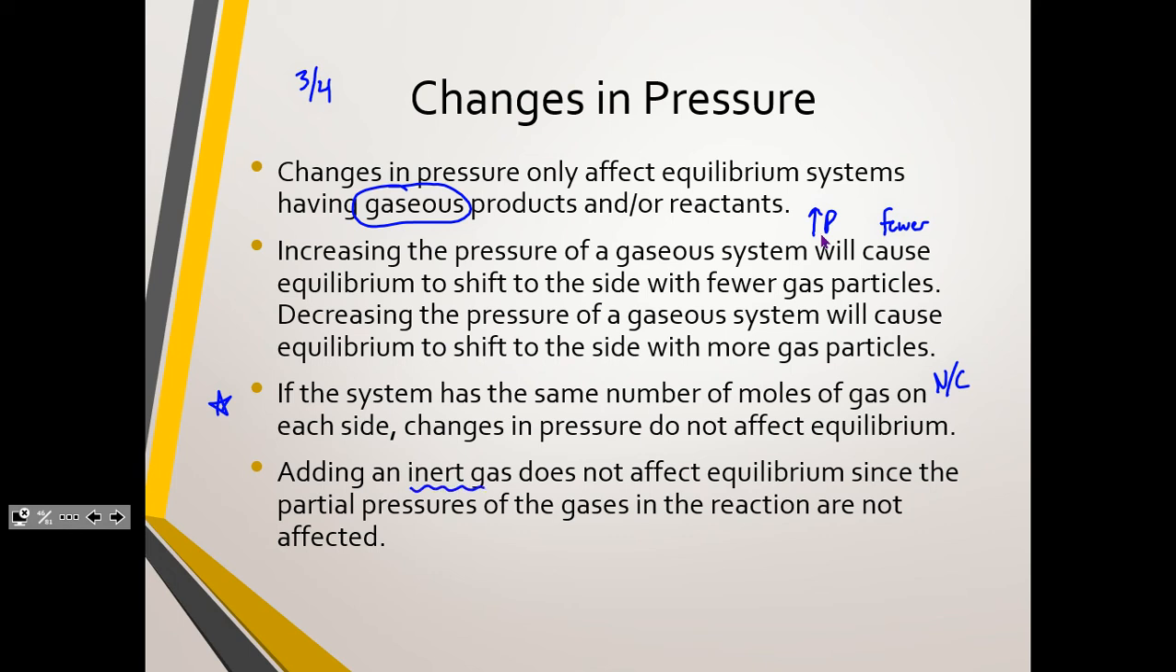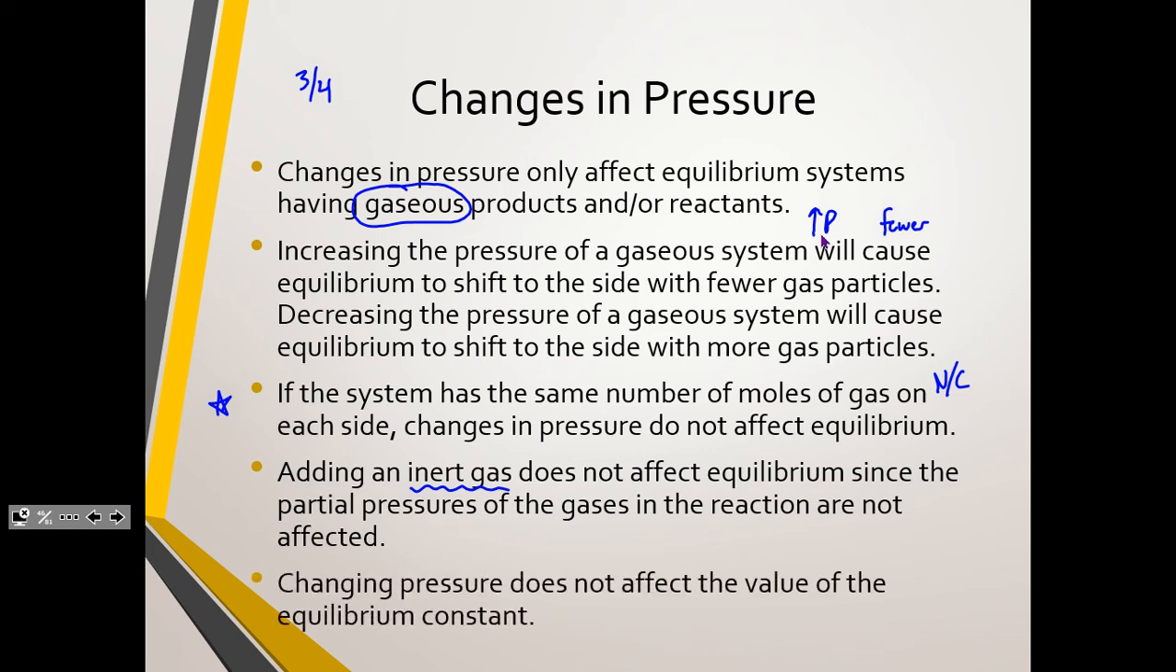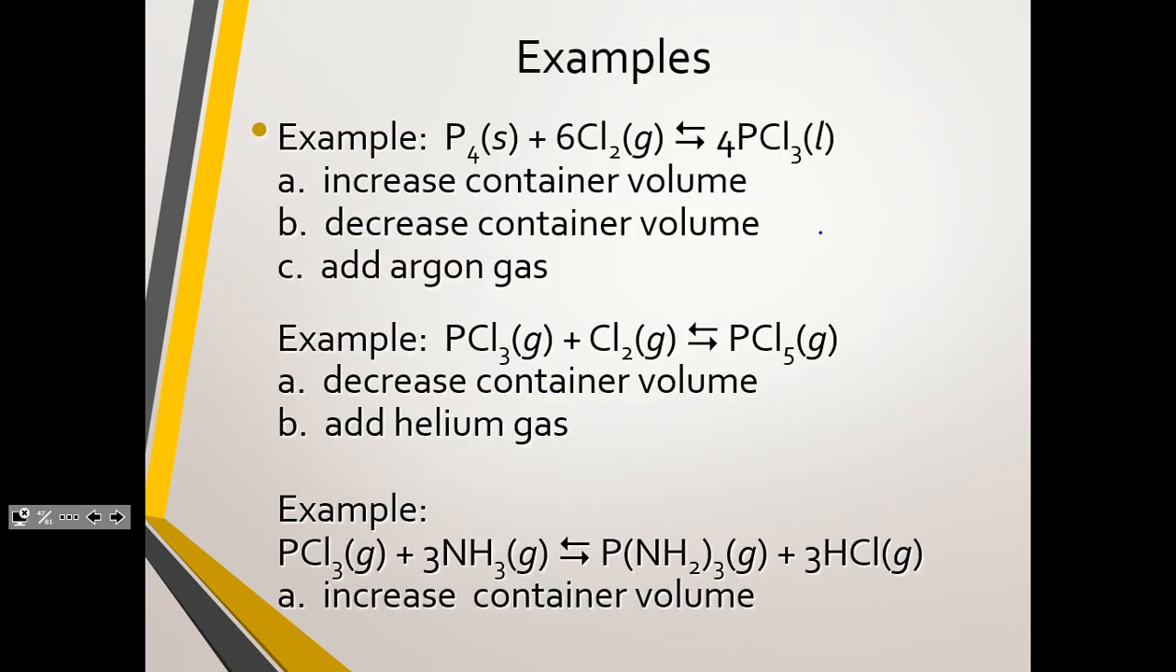Adding an inert gas will not affect equilibrium since the partial pressures of the gases will not be affected. Changing pressure will not affect the value of the equilibrium constant. So far the only thing we've seen that will change the equilibrium constant is the temperature. Let's look at some examples.